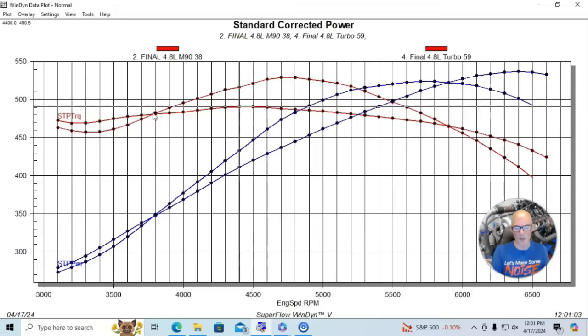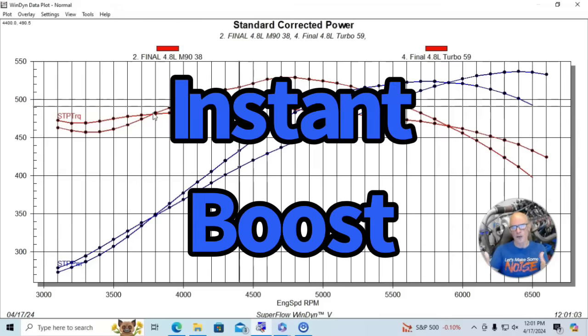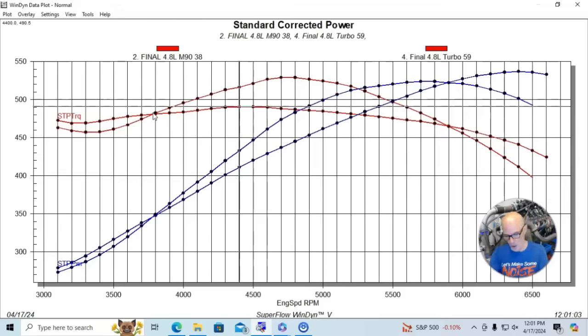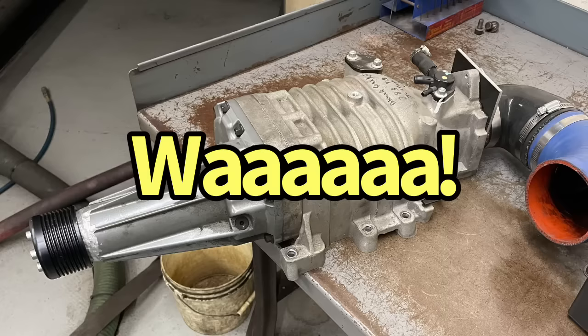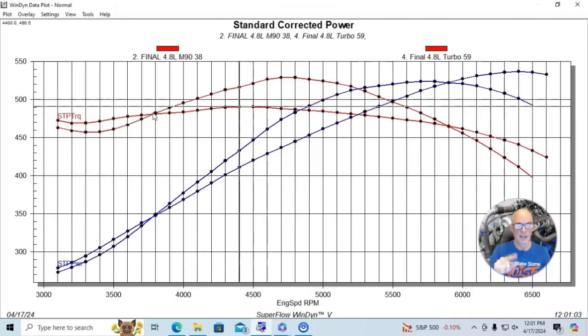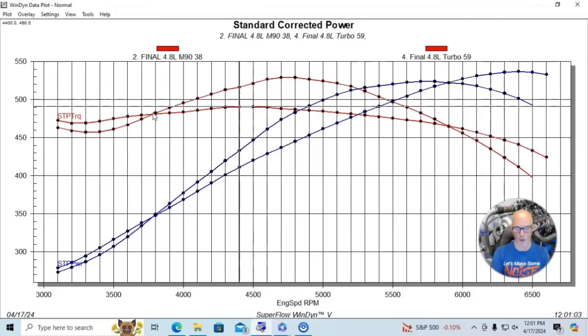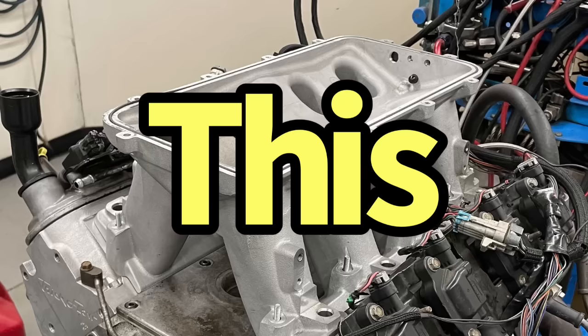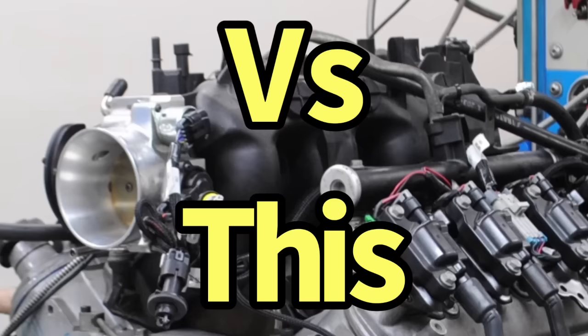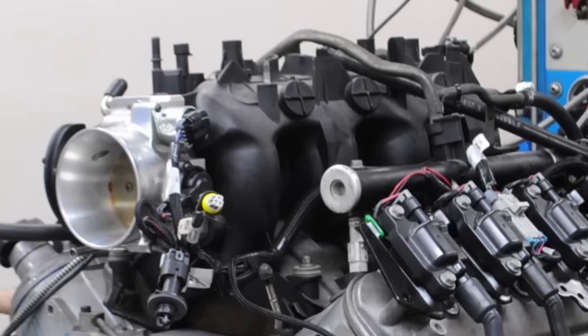One, we kind of would expect this because of the immediate boost response of a positive displacement supercharger. But here are a couple other things to think about, and this will come into play later on. If we think about two things, one, that the supercharged combination had a very short runner intake manifold. Well, not terribly short, not like a lot of factory ones are, but it had the high RAM as compared to the long runner factory truck intake manifold that we used on the turbo combination.